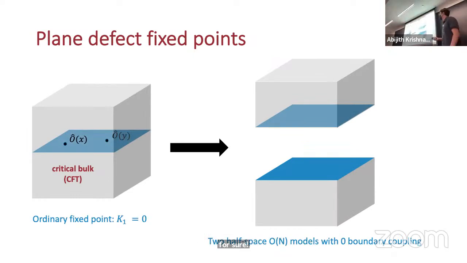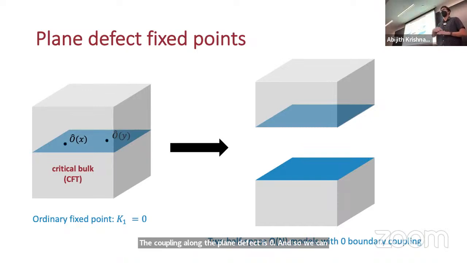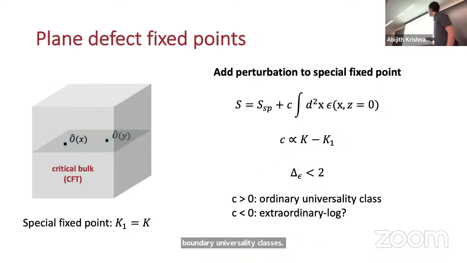So let me first talk about the ordinary universality class very quickly. For the ordinary universality class, the coupling along the plane defect is 0. And so we can do the same trick that we did with the normal universality class and separate it into two ordinary boundary universality classes. Basically, what's the sign of the small epsilon? Because C chooses plus or minus, but larger or smaller than 0 will become different cases.